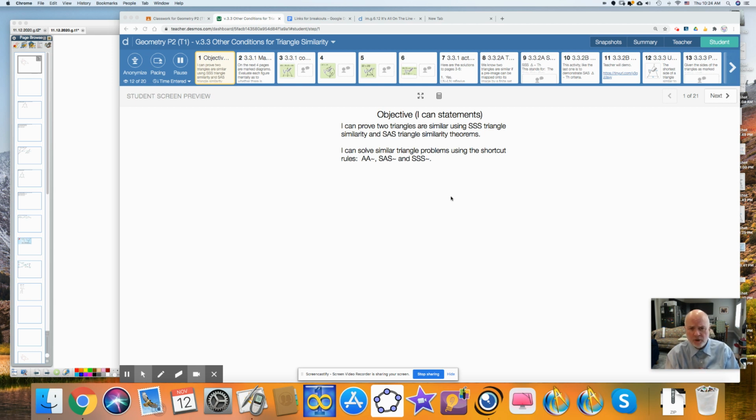And today we're going to be talking about other conditions. Previously, we've talked about the angle-angle triangle similarity theorem. Today we're going to use side-side-side and the side-angle-side triangle similarity theorems. We're also going to explore those, prove them visually, and then use them in proofs along with the angle-angle. So the first thing I want to do, though, is talk about one of the homework problems.